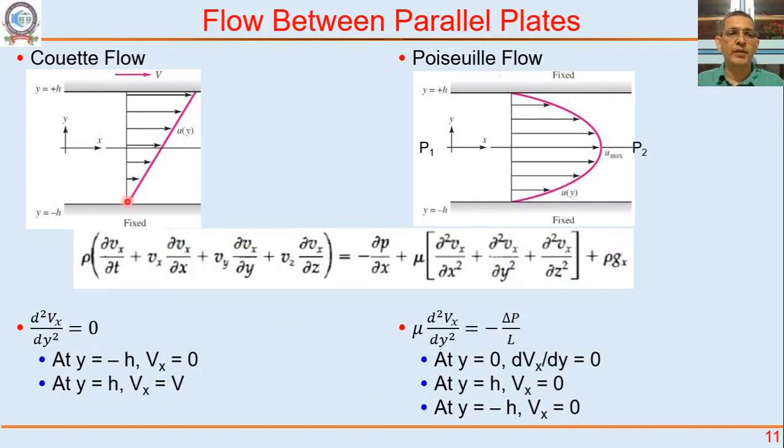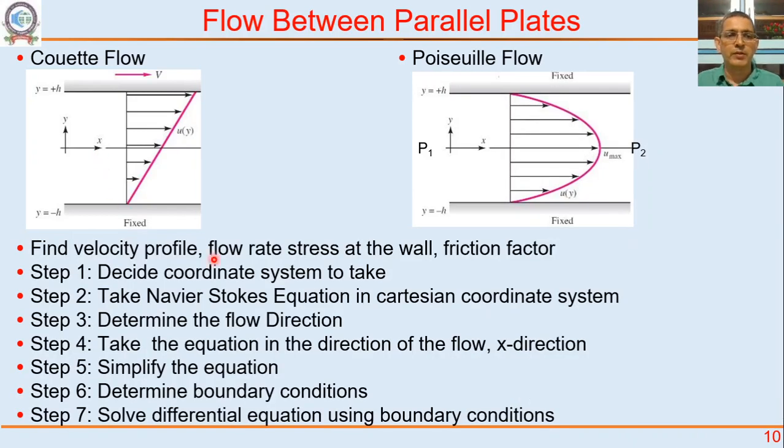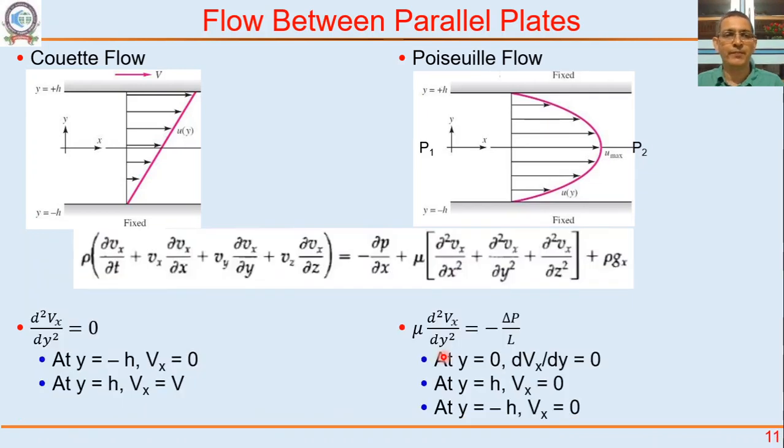Couette flow: what is the equation, in which direction is flow occurring? X direction. Let's look at all the steps. Coordinate system: Cartesian, flat plates. Navier-Stokes in the Cartesian coordinate. Flow direction, let's say X direction. Take the equation in the X direction and simplify. This is the equation in the X direction. Let's simplify for this case. This case you do for yourself. This is homework.